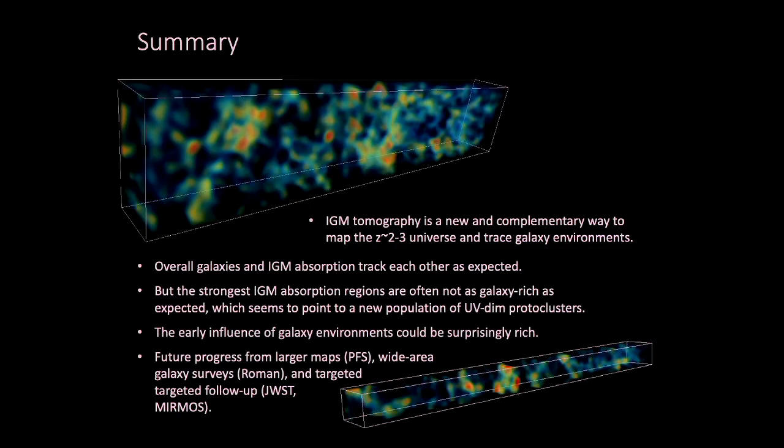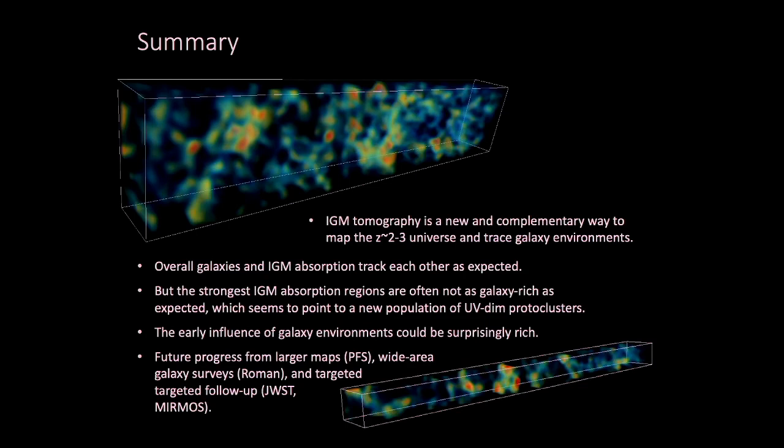What we think that's pointing to is a population of protoclusters where the galaxies' evolution has proceeded rather differently, and we're missing a lot of the galaxies because they're dim in the ultraviolet. That needs to be confirmed by finding the galaxies. But if it's true, then it's pretty interesting. That means that the early galaxy environments really had more of an effect, and this is a richer phenomenon than you might have expected.